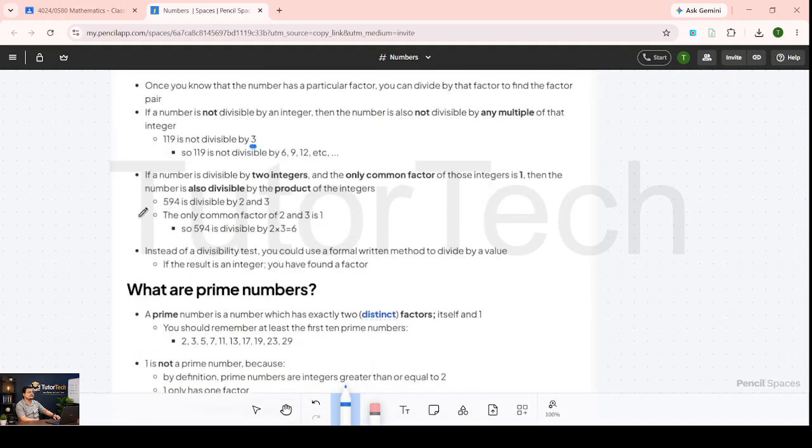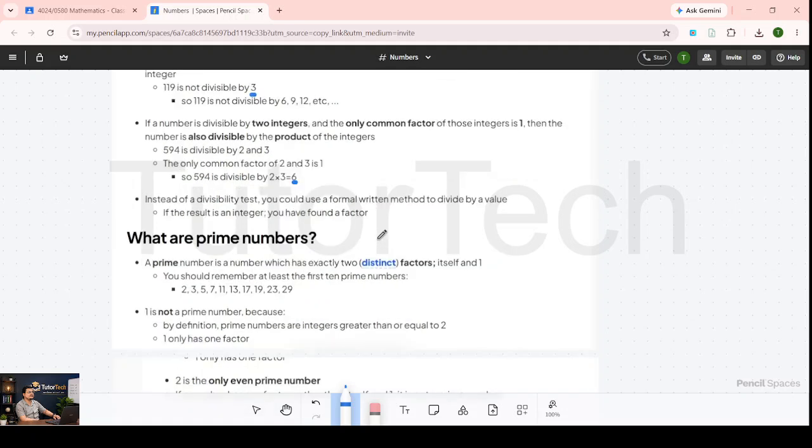And then the next thing is, if a number is divisible by two integers and the only common factor of those integers is 1, the number is also divisible by the product of the integers. Like we have the number 594, which is divisible by 2 and 3. The only common factor of 2 and 3 is 1. So 594 is also divisible by 6, because 2 times 3 is 6. And instead of the divisibility test, you can use the formal written method.